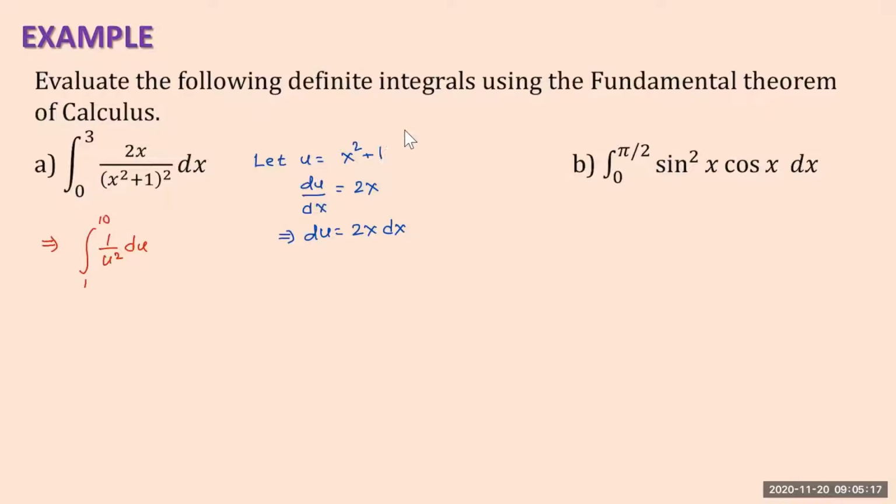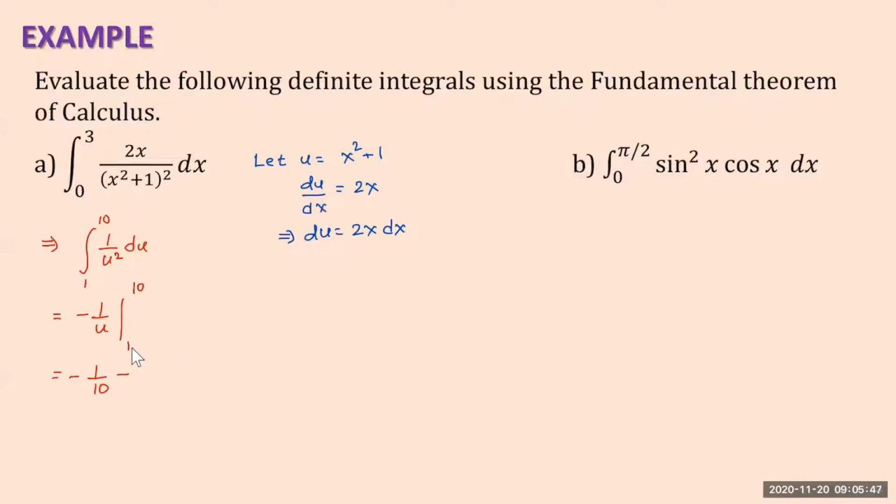Now we can easily integrate this function here. Integration of 1 over u squared is negative 1 over u. Negative 1 over u evaluated between 1 and 10. Now we can simplify this using the fundamental theorem of calculus. That is, we plug in the upper limit for u. So if I plug in the upper limit for u, it will be negative 1 over 10. We subtract and plug in the lower value.